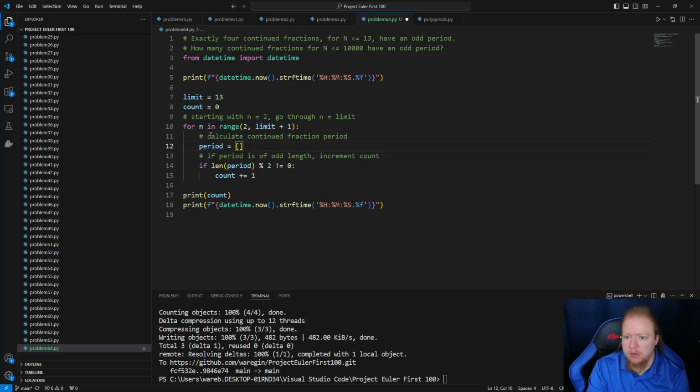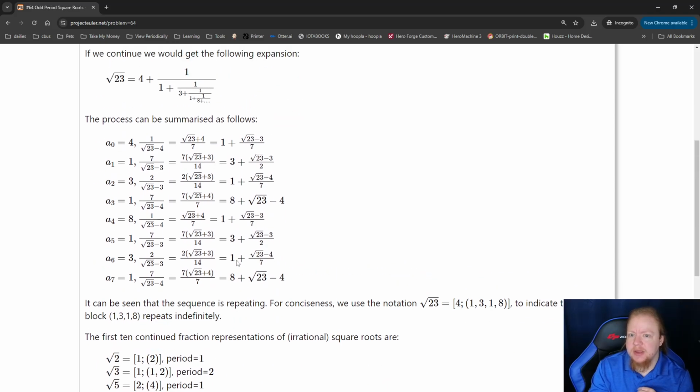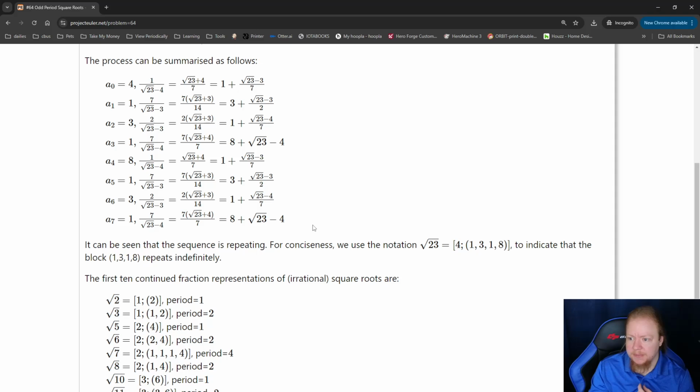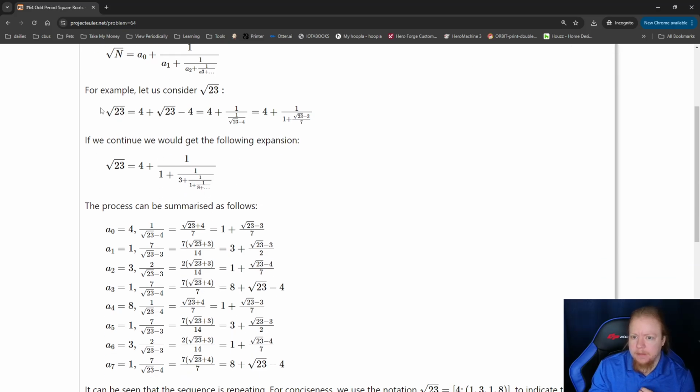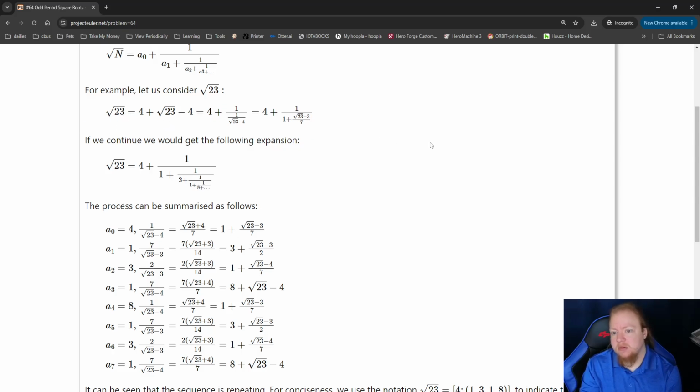So, how do we go about calculating this continued fraction period? That's the hard part, right? So we can see for square root of 23, they're doing 4 plus square root of 23 minus 4. And it's not a coincidence that they chose 4 here, because the square root of 23 is 4 point something something something. I don't know for sure, but it's less than 5 because the square root of 25 is 5.